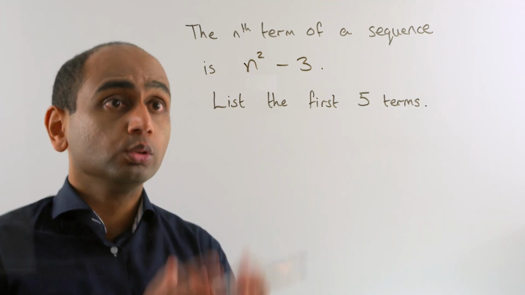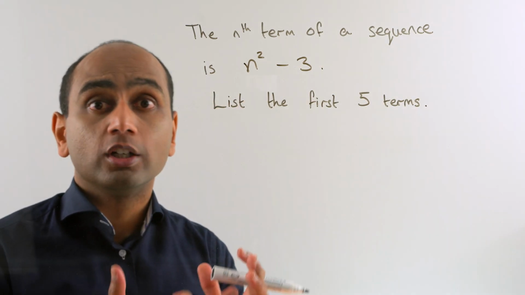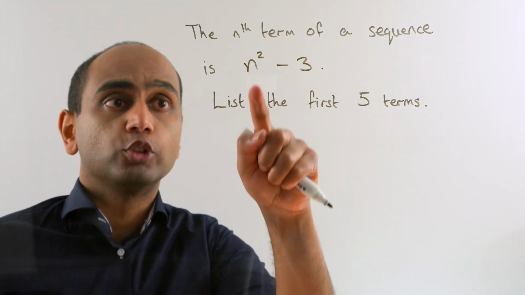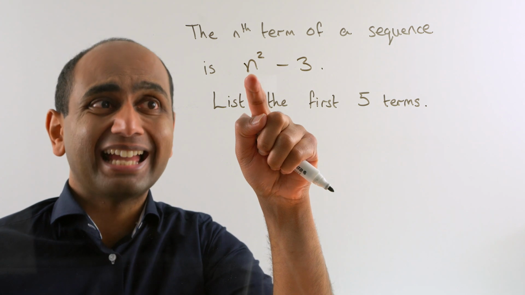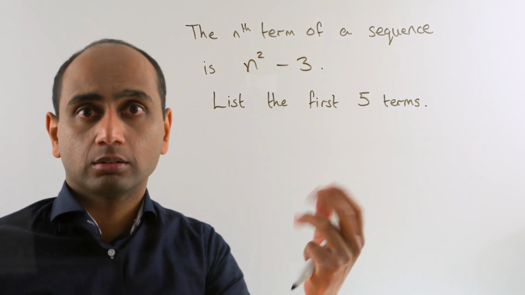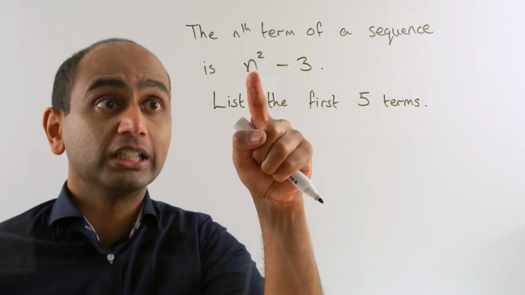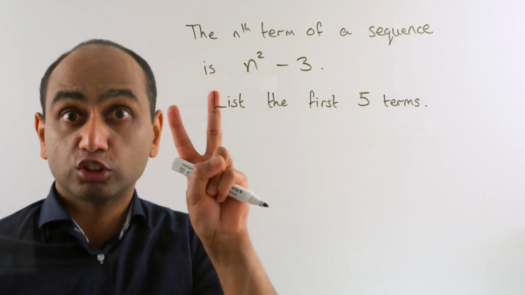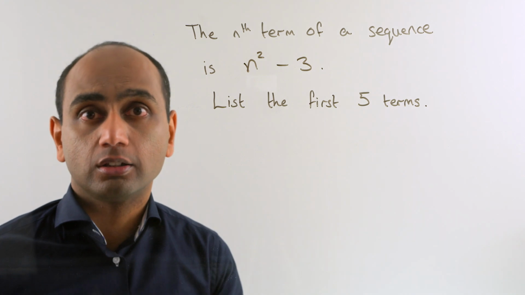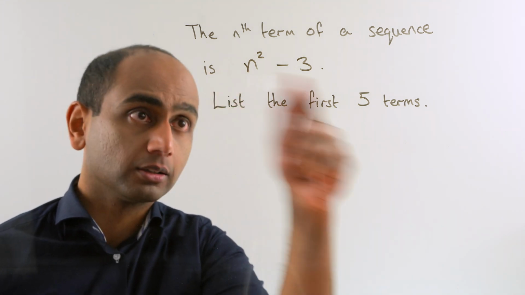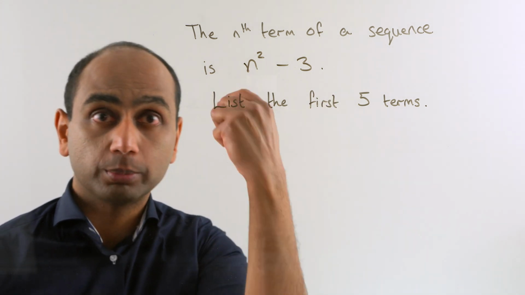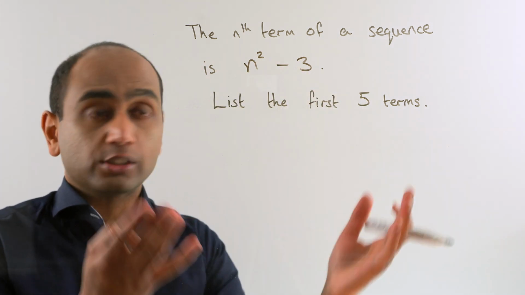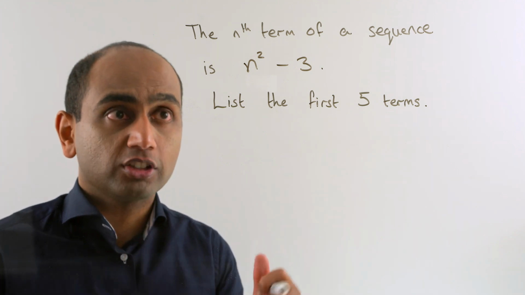Here's the fifth example. Now we can generate some more exotic sequences if we like. Take this one. We've got the nth term being n squared minus 3. So the first term would be 1 squared minus 3. The second term would be 2 squared minus 3. The third term would be 3 squared minus 3. The fourth term would be 4 squared minus 3, and so on. So let's work out the first 5 terms.